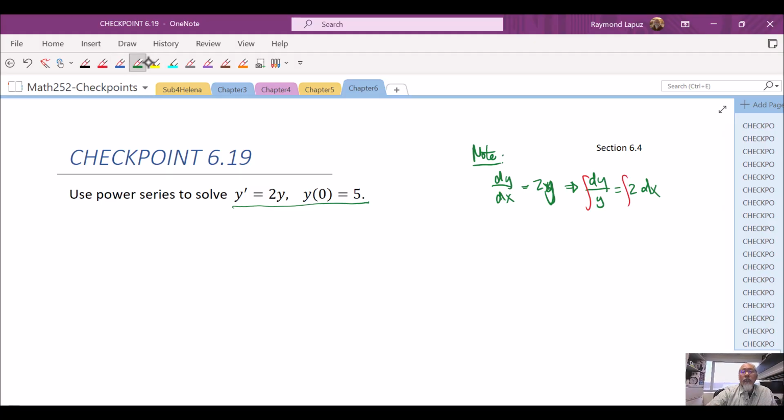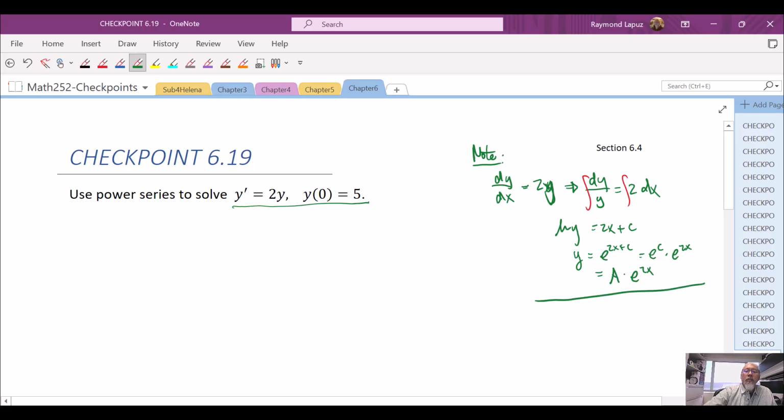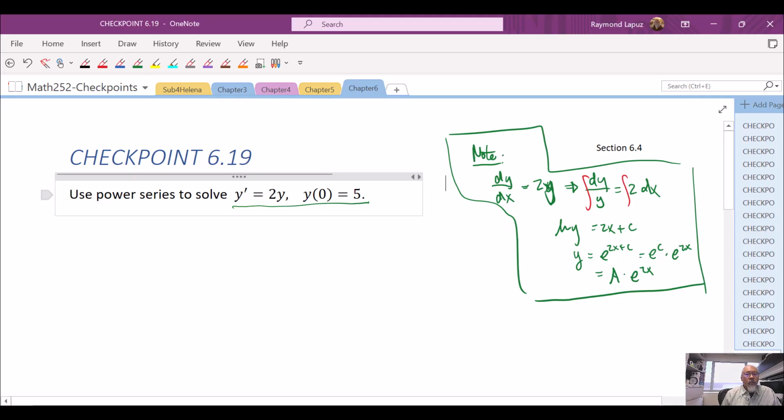So we will have ln of y equals 2x plus c. We took the antiderivative already, so we'll solve for y. This is e to the 2x plus c, which is e to the c times e to the 2x. And I think we better know that as some other constant instead of e to the c. We'll just call it a times e to the 2x. So this is our solution to our differential equation, and we hope to come up with the same results when we do this using power series.